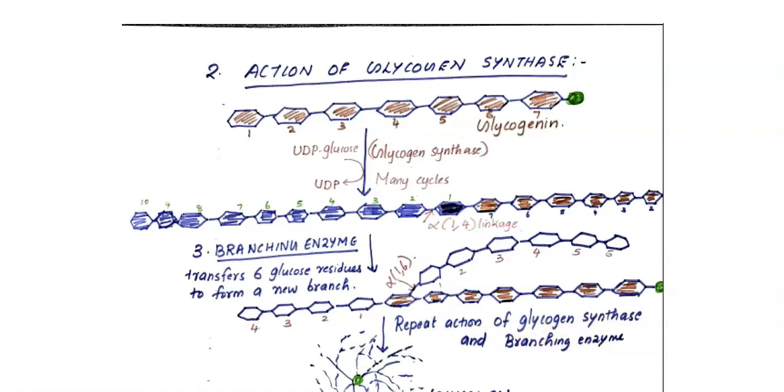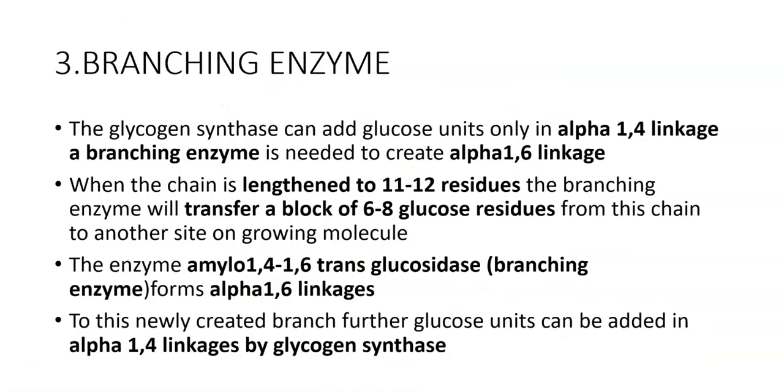Once again, I will repeat the action of branching enzyme. The glycogen synthase can add glucose units only in which linkage? Alpha-1,4 linkage. Branching enzyme is needed to create alpha-1,6 linkage. When the chain is lengthened up to 12 residues, the branching enzyme will transfer a block of 6 to 8 glucose residues from this chain to another site on the growing molecule.